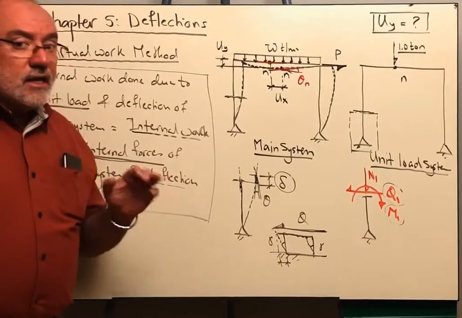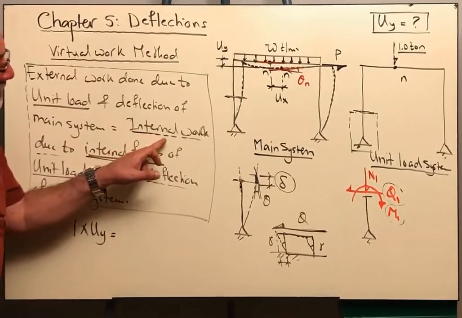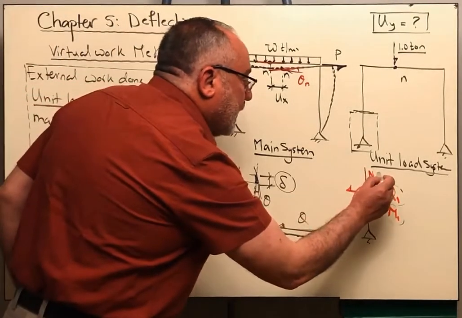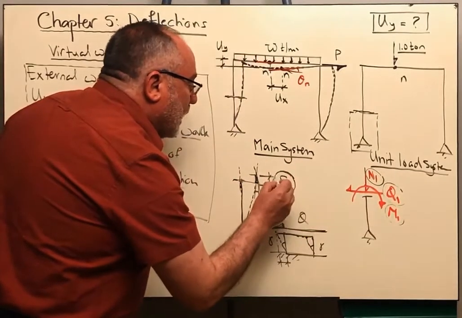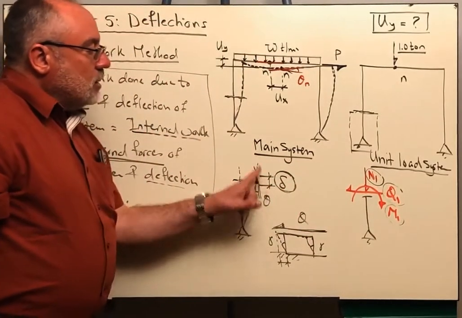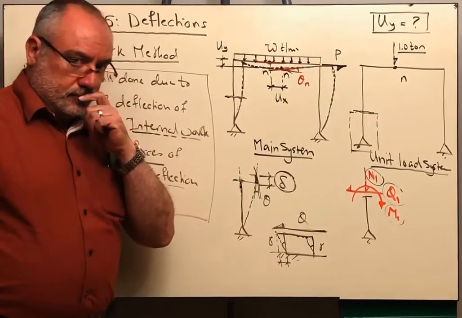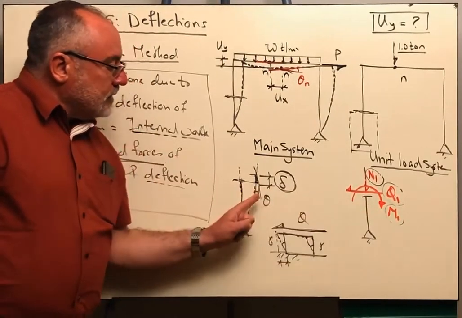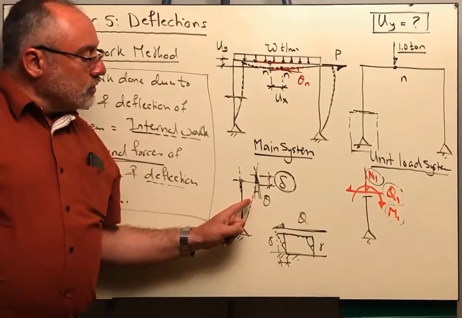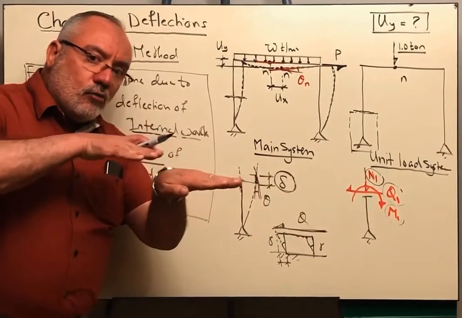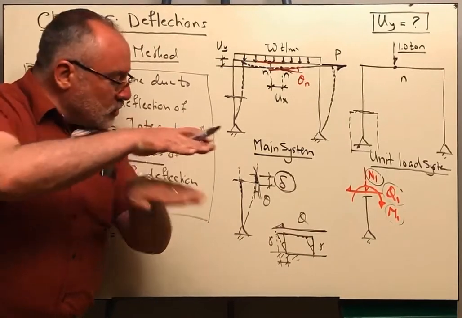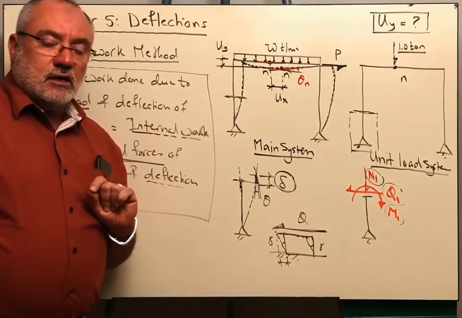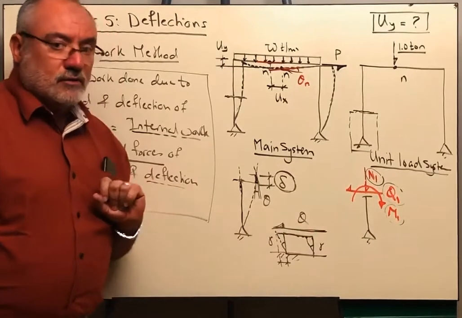Let us again go back to the statement. It says that internal work done due to the internal forces of the unit load system. If I take N1, I will multiply it by delta, because this is the displacement in the main system corresponding to N1. And for the moment, the rotation is theta, so I multiply the moment by theta to get the internal work due to the moment. And I will take the shear and see how much shear deformation I have in this section, and multiply the shear deformation by the shear force.